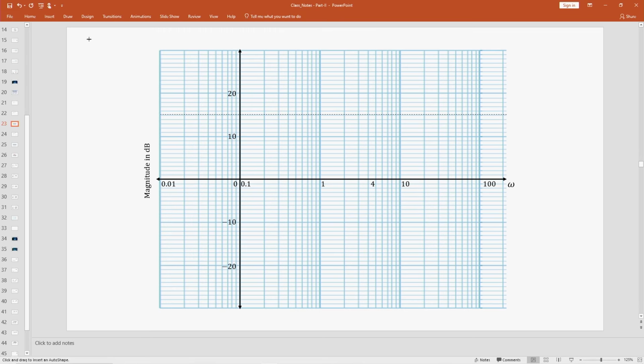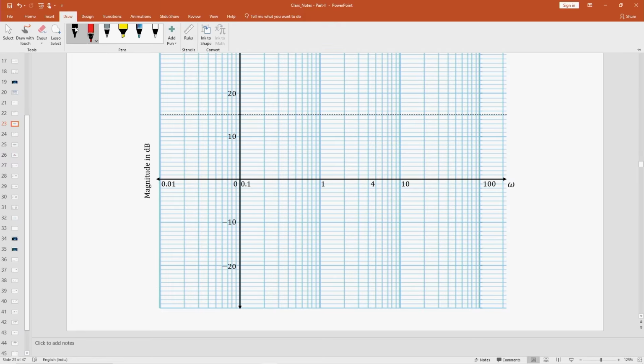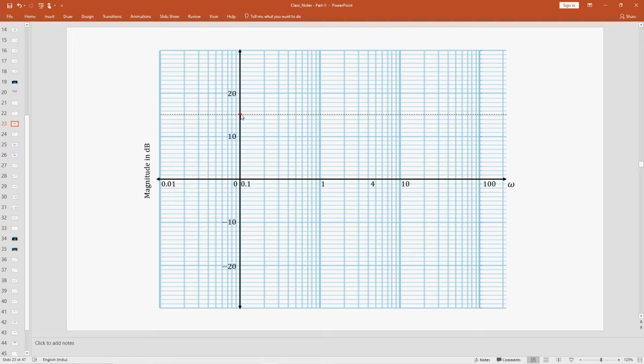So, let me use a line here. Suppose this point is 20 log of 6, which comes out somewhere around 15 point something. Again, this is a semi log paper where you see these correspond to 0.1, 1, 10 and all that, right. So, this is 20 log of 6.